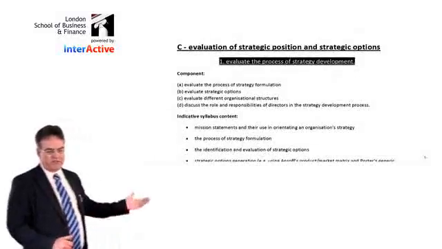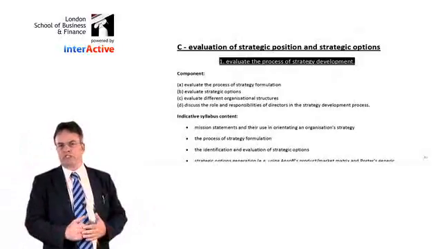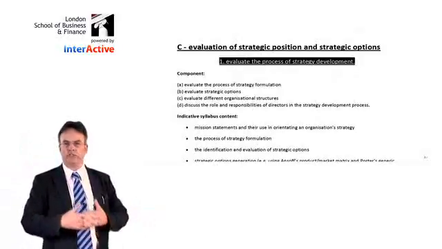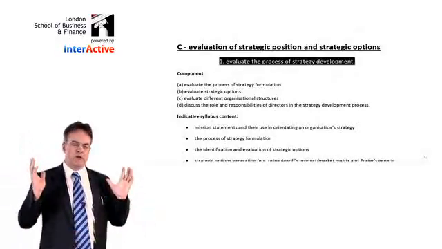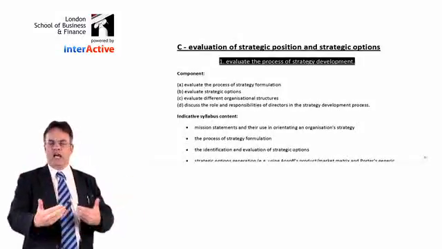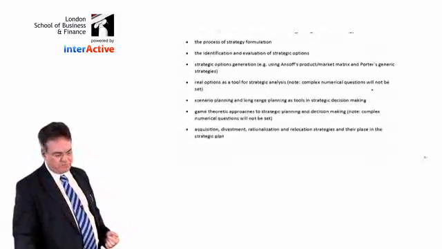Section C takes us to the evaluation of strategic position and options. This is traditional enterprise strategy or business strategy, with the idea of strategic options. How do we go about the actual process of doing this? How do we pick the right strategy? And ultimately the models that are going to be associated with it.